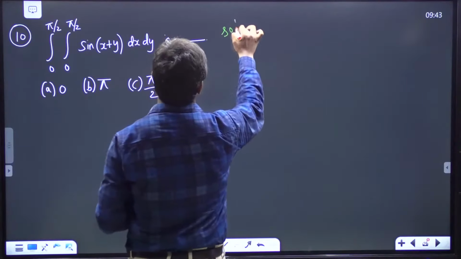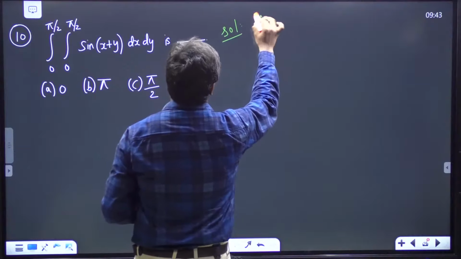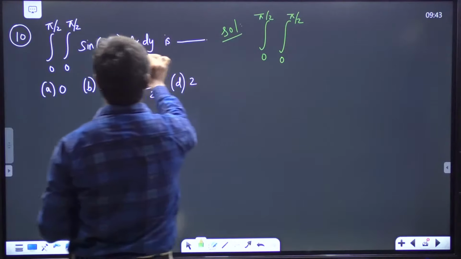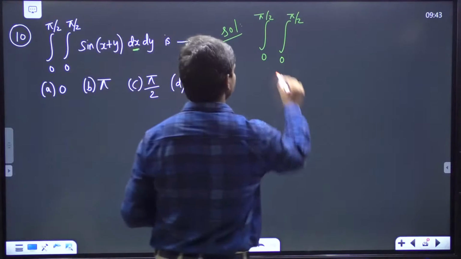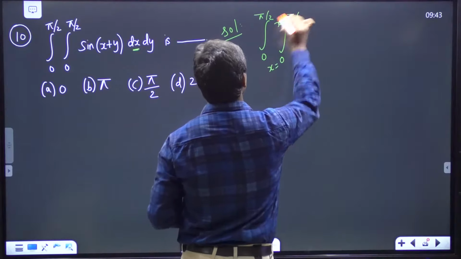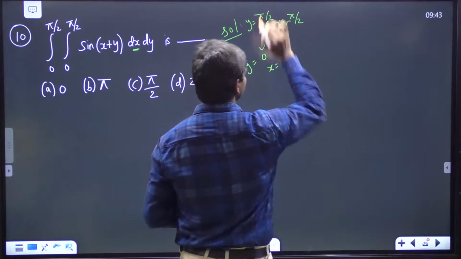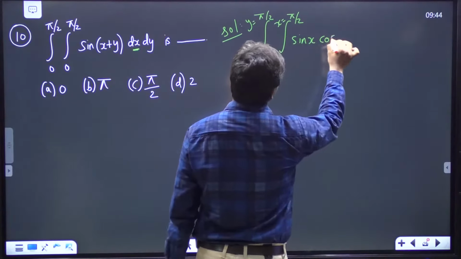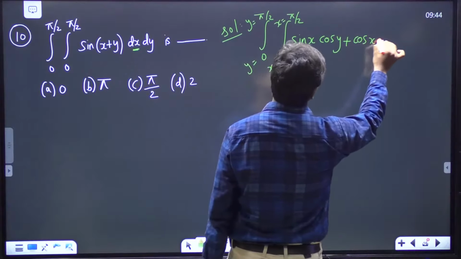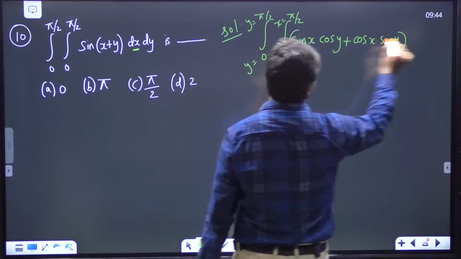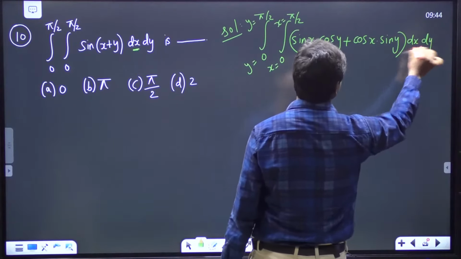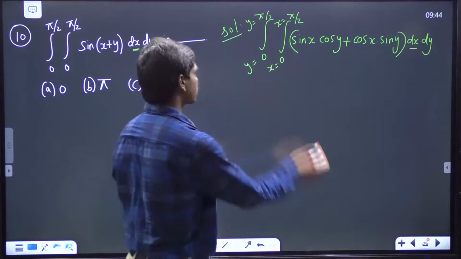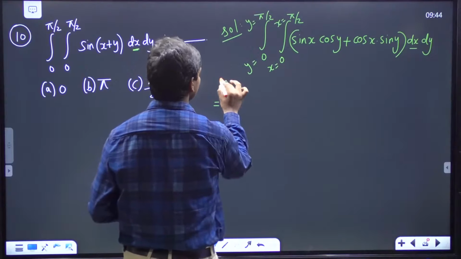See here. Solution. Integral 0 to pi by 2, integral 0 to pi by 2, sine of x plus y. The first variable of integration is x, which means these are the limits of x and these are the limits of y. The formula for sine of x plus y is sine x cos y plus cos x sine y, dx dy. Since your first variable of integration is x, whenever you are integrating with respect to x, you will treat y as a constant. Correct? So this is equal to integral 0 to pi by 2.